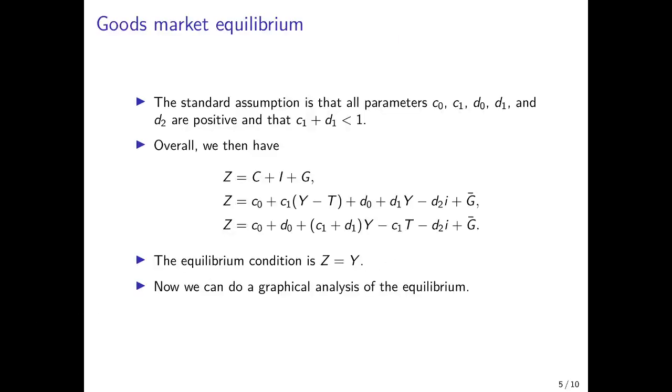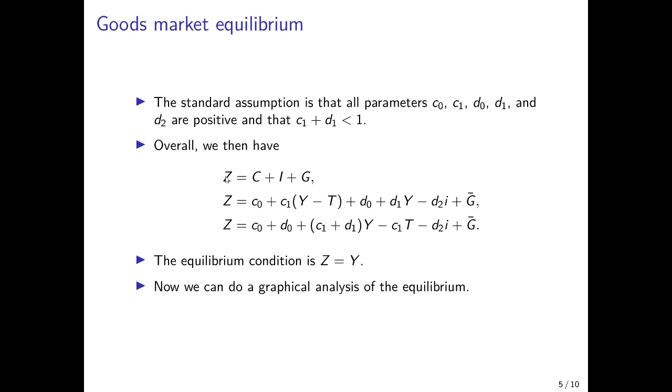Now it's standard to assume that the parameters are all positive, so autonomous consumption, autonomous investment, the marginal propensity to consume, and the responses of investment to income and the interest rate, and that the marginal propensity to consume plus the responsiveness of investment to income, that they are together smaller than 1. Otherwise, the equilibrium, as we will see later, is not stable.